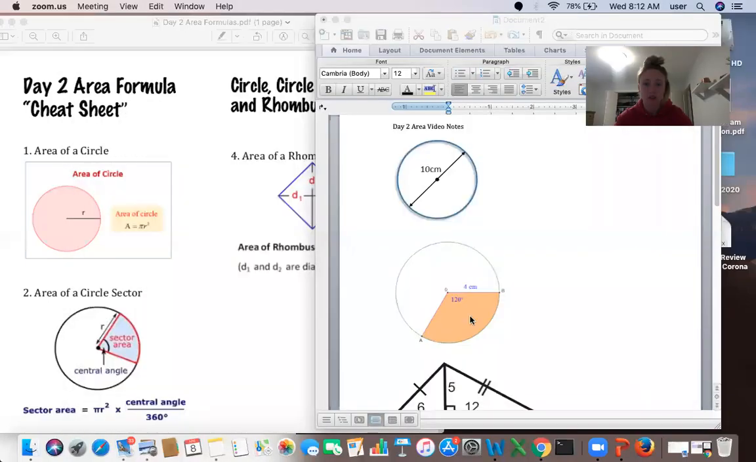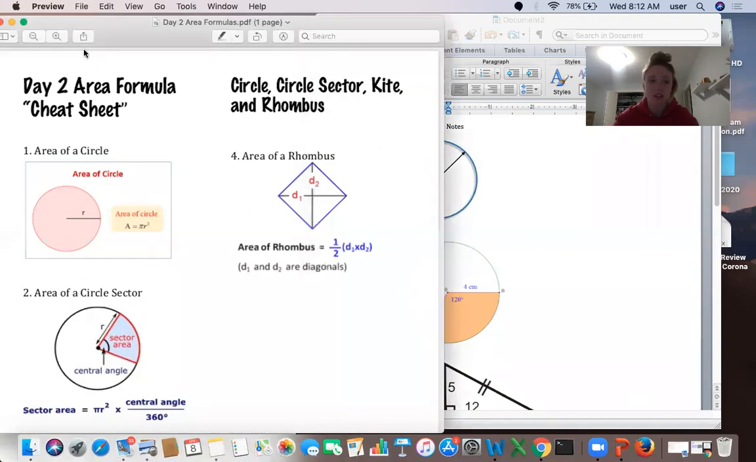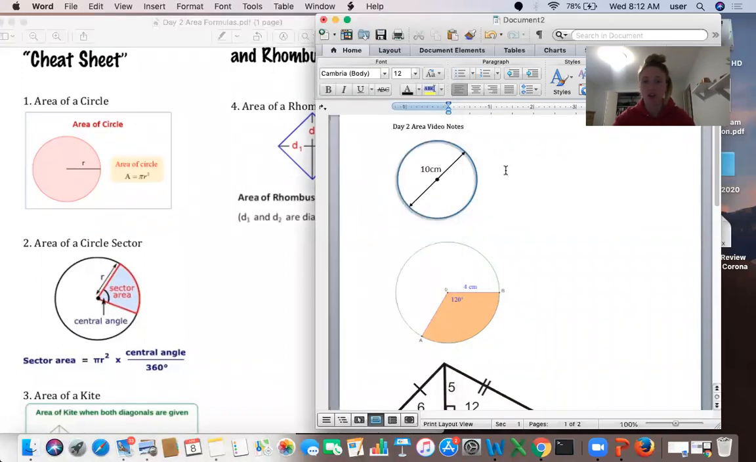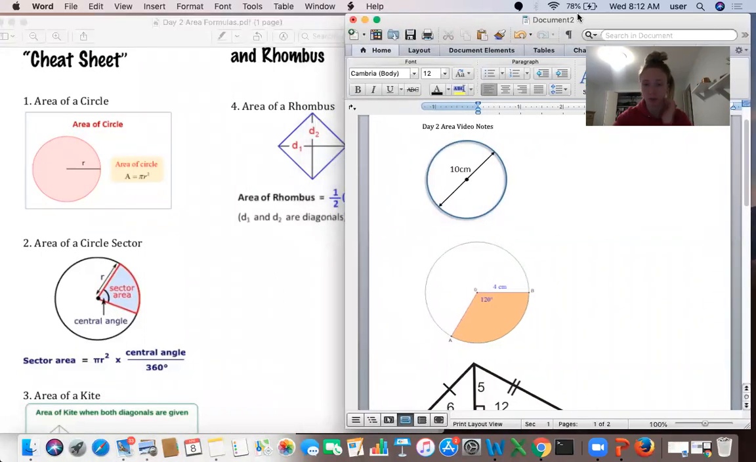So I'm going to share my screen here. Okay, on here I have formulas on the left. Day 2 area formula cheat sheet. Number 1, area of a circle. And then over here I have the problems we're going to work through.